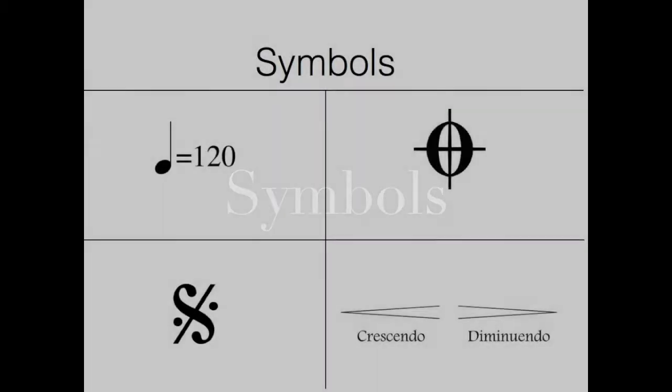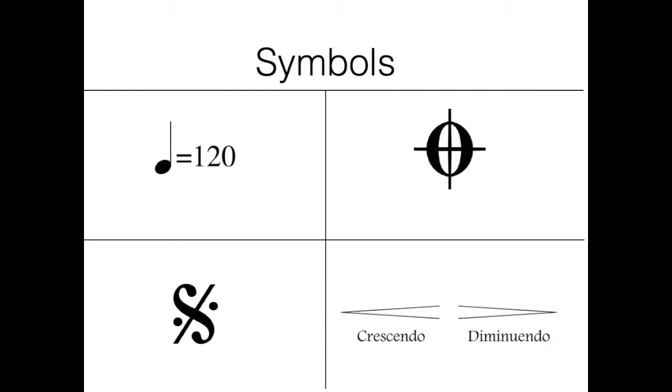Symbols. When we take a look at a lead sheet, you are likely to come across different types of symbols along the way. These symbols can tell us many things, including tempo, roadmap, and dynamics. Let's take a look at some of the different symbols you might encounter and what they mean.